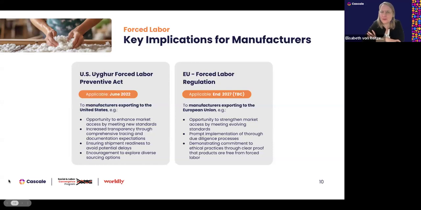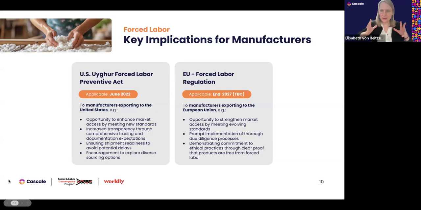Now coming to the EU forced labor regulation. This is the EU version of it, which is currently in the finalizing stages. Sorry, take a step back. In the European Union, we have the European Parliament, the European Commission, and the Council of the EU. The European Parliament adopted its final position in late October, and the Council is expected to do so by late November, so later this month.